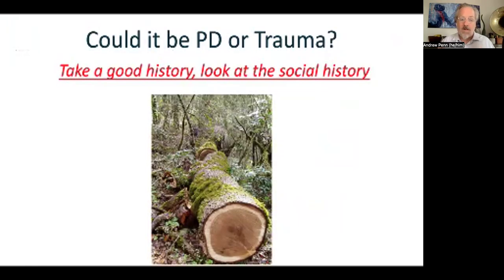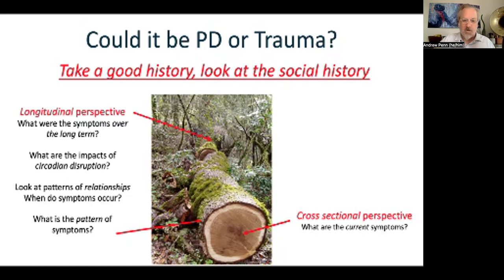Now, the way that we figure this out is we've got to look at two things. We've got to look at the symptoms that the person is presenting with right now. That's that cross section right there. What are they currently showing up with? But if that's all we look at, we're going to miss these things. So the way that we start to uncover if somebody has problems with relationships is we look at the social history. So we take a longitudinal perspective.